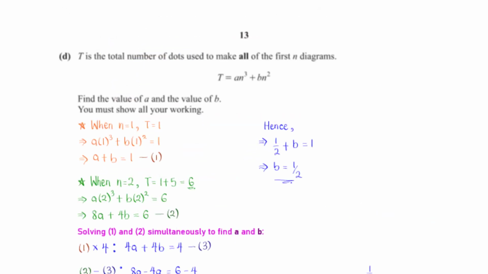T is the total number of dots used to make all of the first n diagrams. T is equal to a n cubed plus b n squared. Find the value of a and the value of b. You must show all your working. To find the value of a and the value of b, we are going to pick and use 2 sets of data from the table.